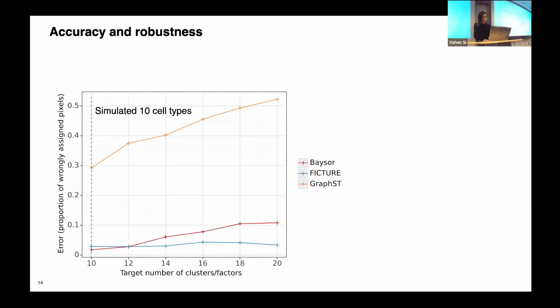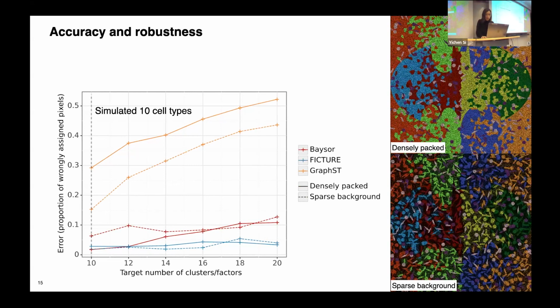To quantify this observation, the x-axis is the targeted number of clusters or factors, and the truth is 10. The y-axis is the pixel level error rate. The blue one is FICTURE, the red one is the other method. We also tried another scenario where the cells are more sparse, and the background outside the cells tends to have lower transcript density. In either situation, the quality pattern of the methods is similar.